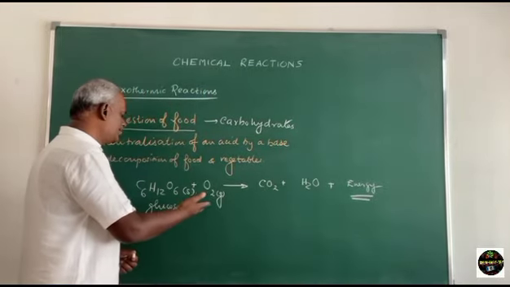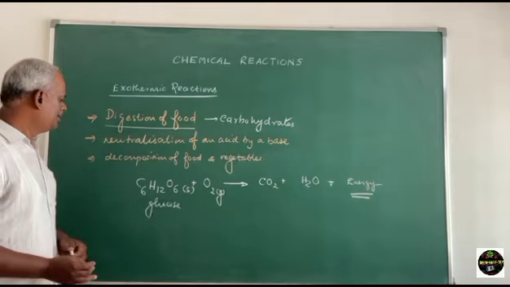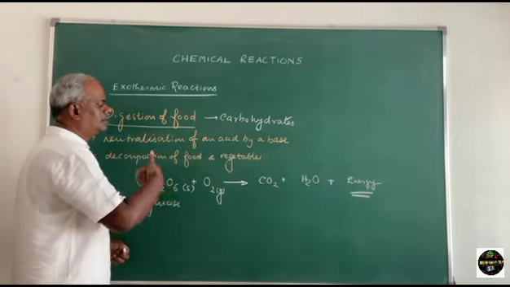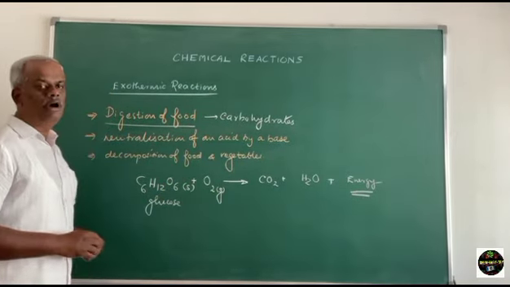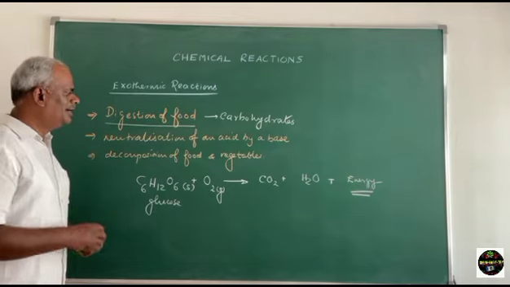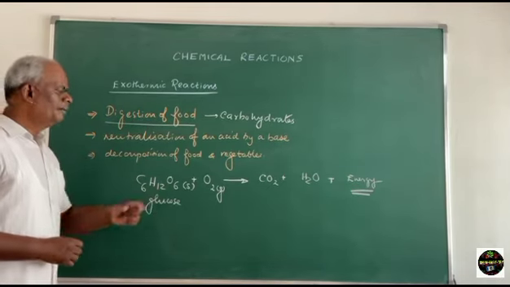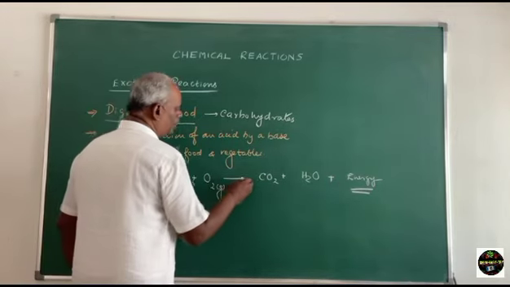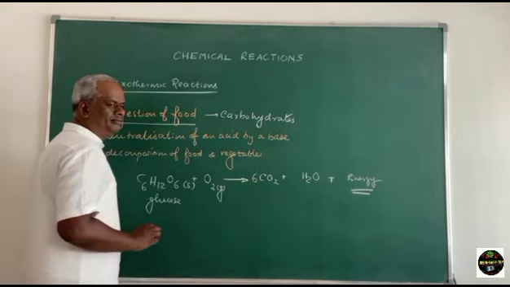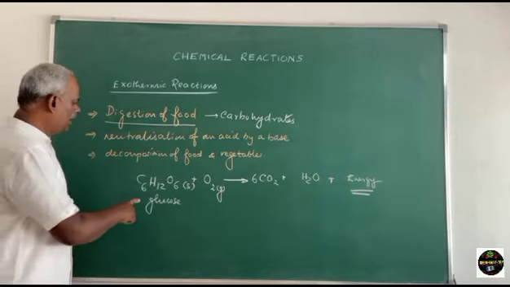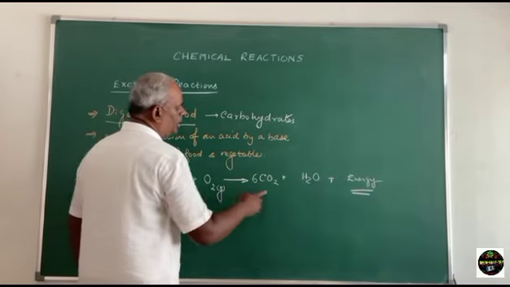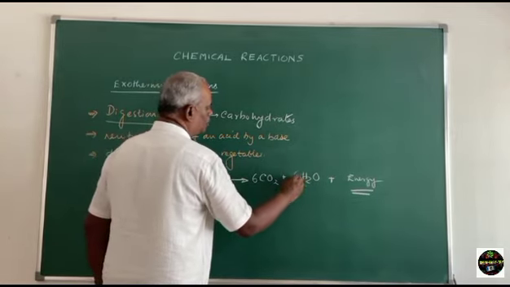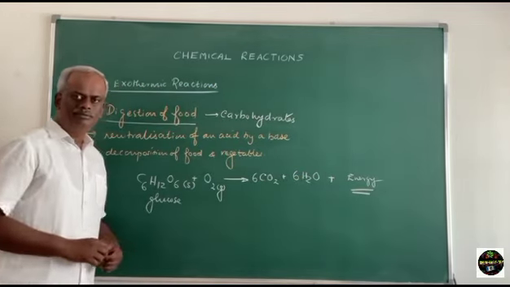So during digestion, this is what is happening in our body. Carbohydrate is converted into carbon dioxide and water. How to balance this chemical reaction? There are 6 carbon atoms, so better you write 6. And there are 12 hydrogen, so I can multiply this also by 6.